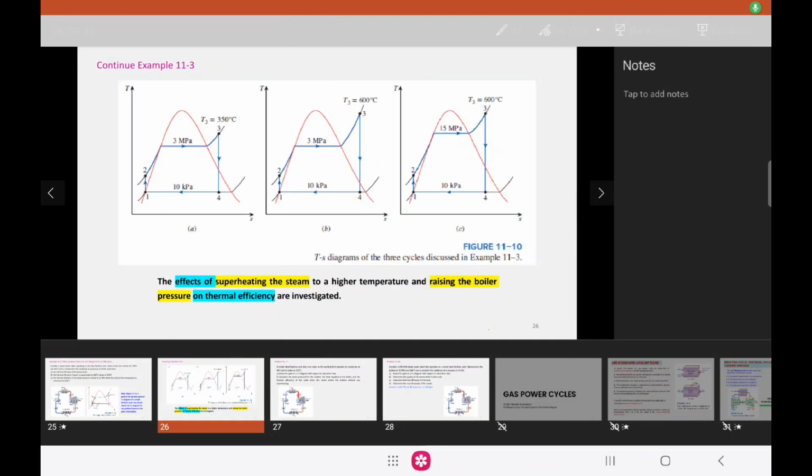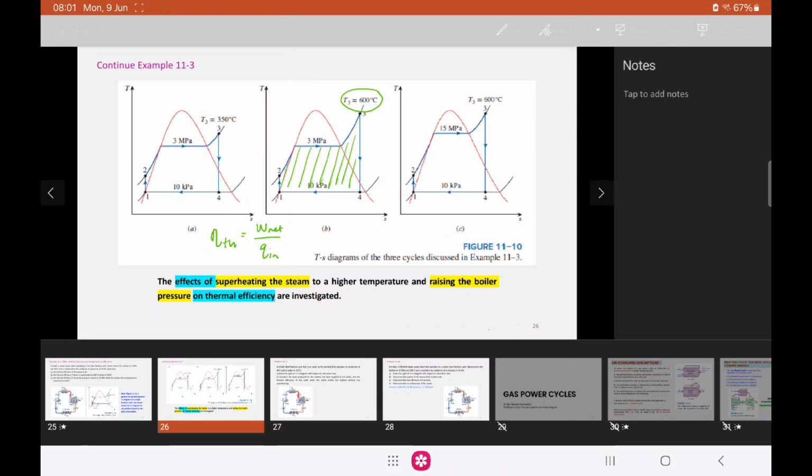Okay, let's look at the TS diagrams of the three cycles for part A, B, and C of example 11.3. Okay, let's look at B. As you can see, when you increase the temperature of the steam from 350 to 650 degrees Celsius, you can see that the area under the process curve is actually increasing. And we know that thermal efficiency is given by W net over Q in. So when we increase W net, it will result in the increase of our thermal efficiency.